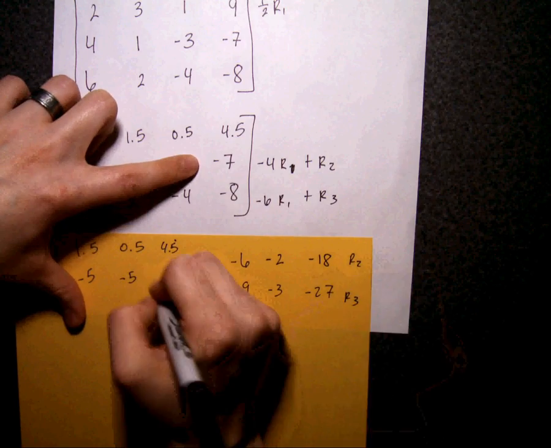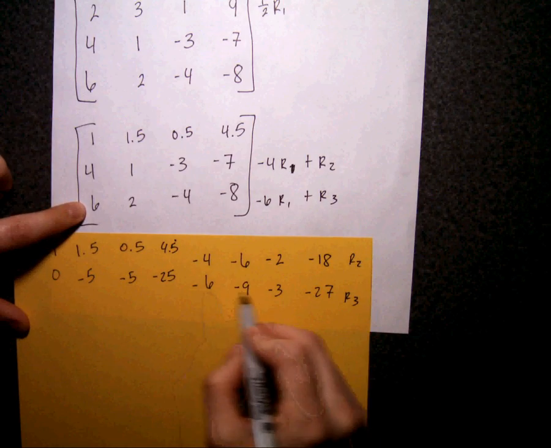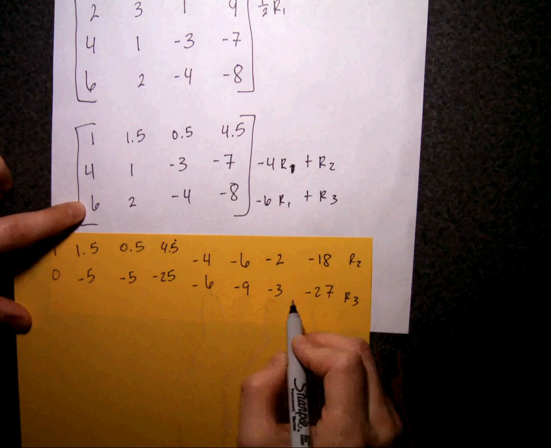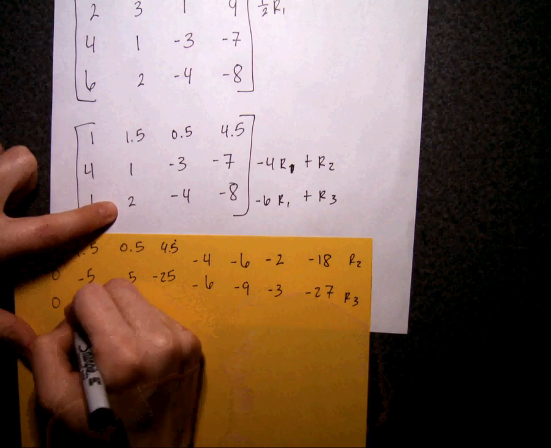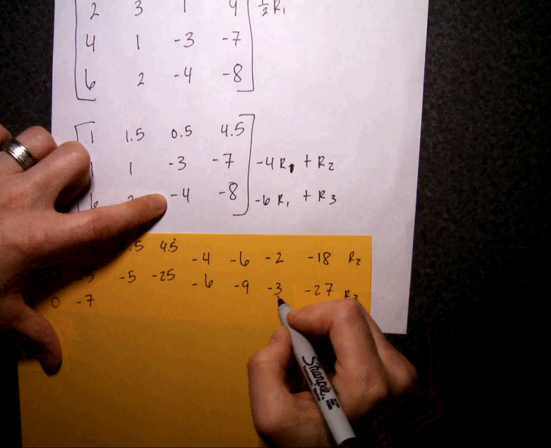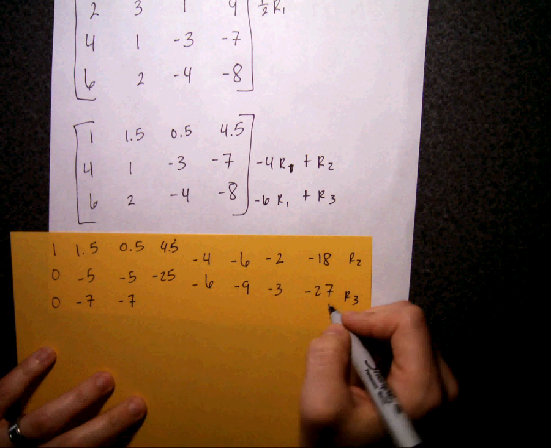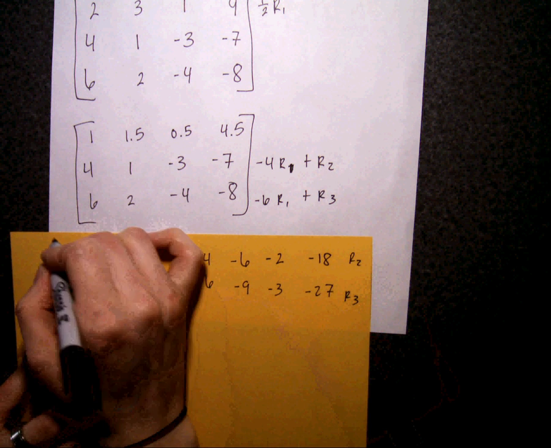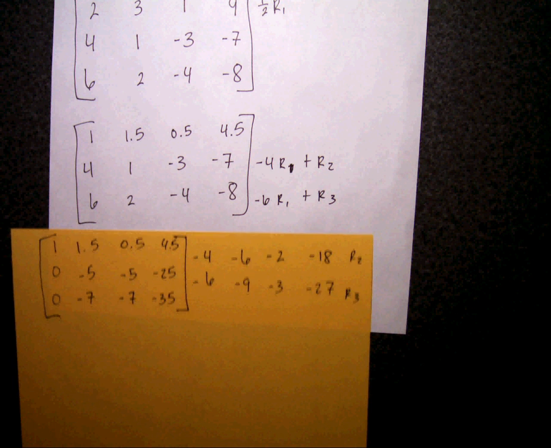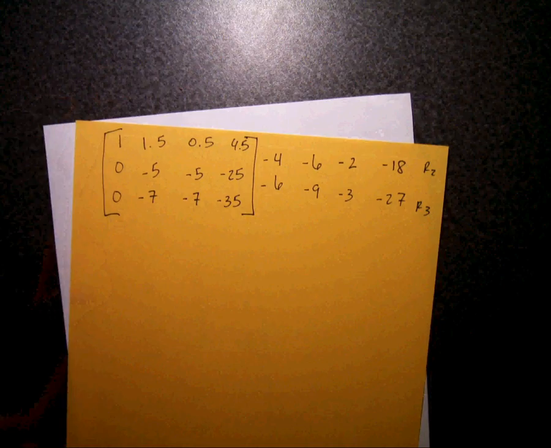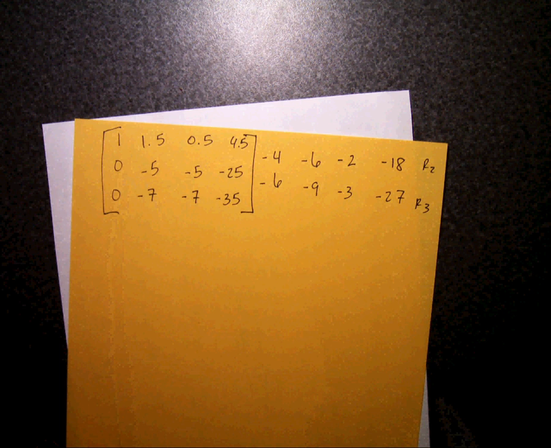In the last row, I know that kind of looks confusing, but adding these values, 6 plus -6 gives me 0. 2 plus -9 gives me -7. -4 plus -3 gives me -7. And -8 plus -27 gives me -35. Alright, so column 1 is done, so I'll move to column 2. Remember, on this diagonal, I need 1s, and everything else below it to be 0.